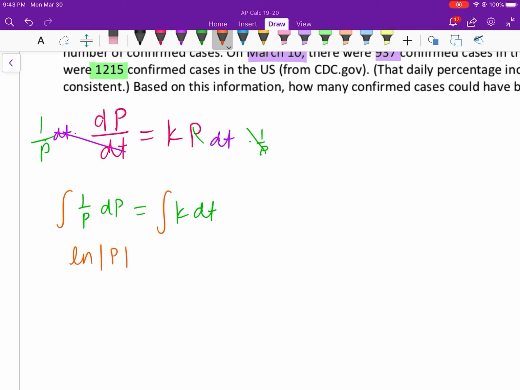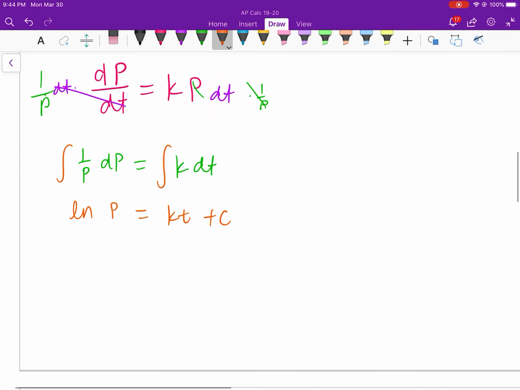Now remember that P stood for the population that has a confirmed case of the coronavirus. We don't need it in absolute values because it will always be positive, right? You can't have a negative population. And that's going to be equal to kt plus c, there we go.